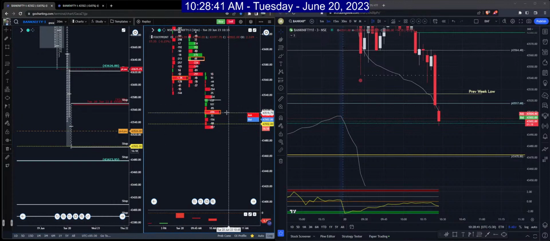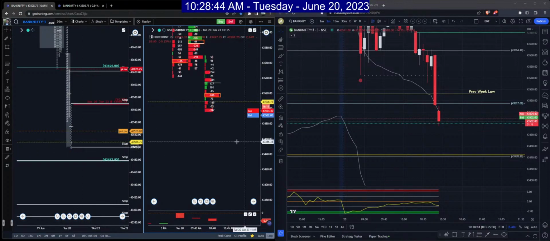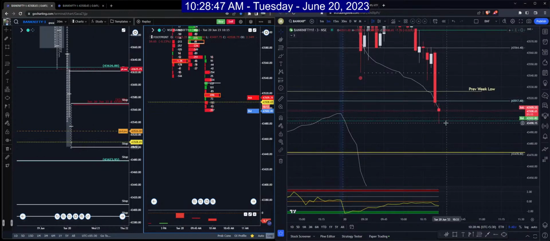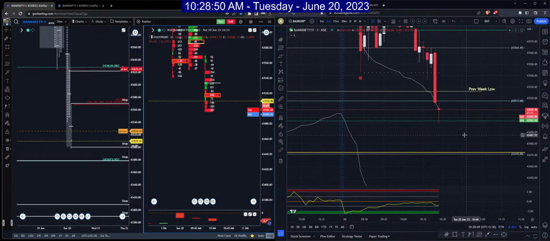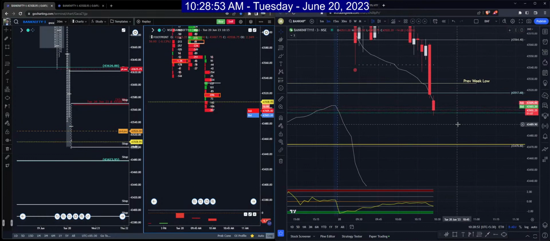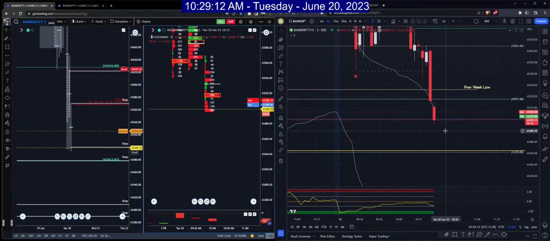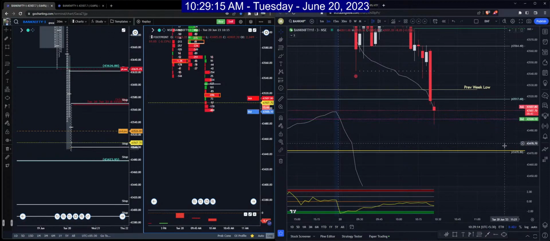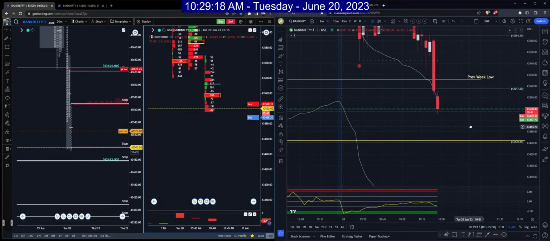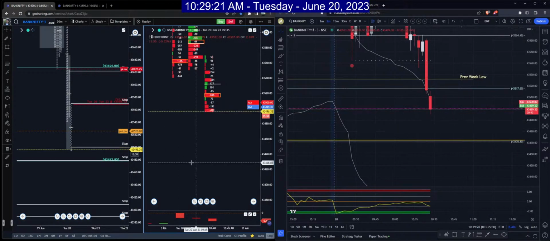Okay, so that is what I am looking at currently. We have got some supply. I'm looking for continuation lower. Here is the bid, so there is a bid at 43,500. Yep, the bid has gone, supply is coming in now. So I'm waiting for the 43,480 level to be tagged and observe the reaction at that level.